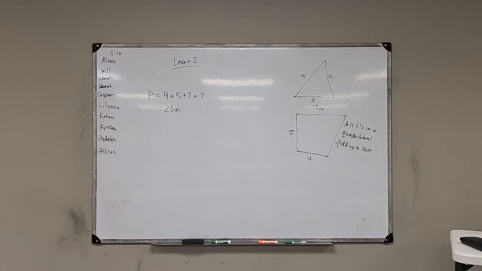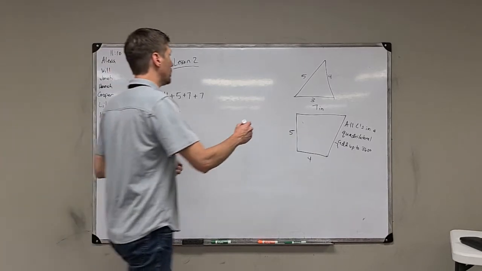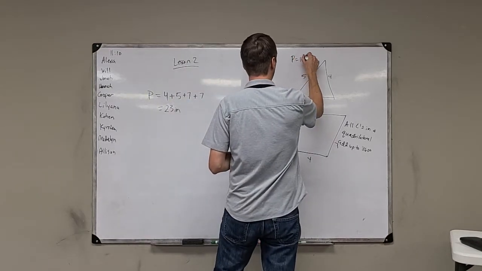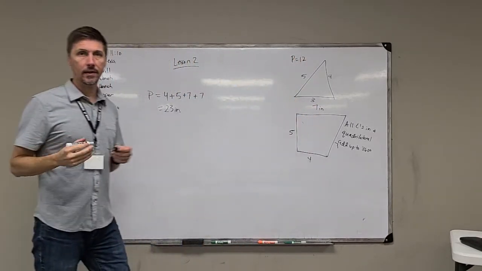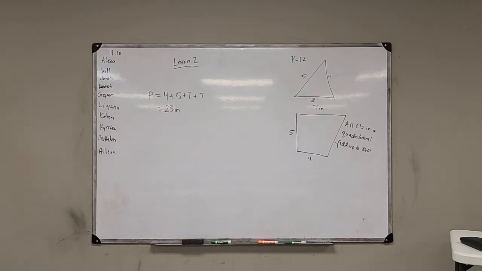Anybody want to tell me what the perimeter of the triangle would be? Would it be 6, or would it be 12? It would be 12. We add them all up: 3 plus 5 plus 4. 3 plus 5 is 8, plus 4 is 12. So the perimeter of this triangle would be 12. For any polygon, that's always what you do. You just add up the lengths of all the sides to get the perimeter.